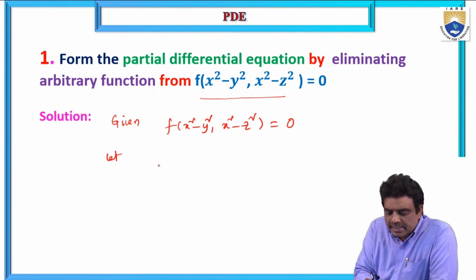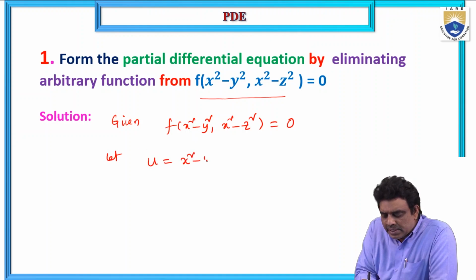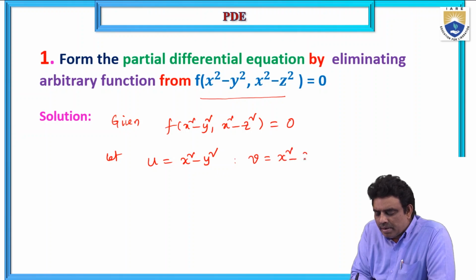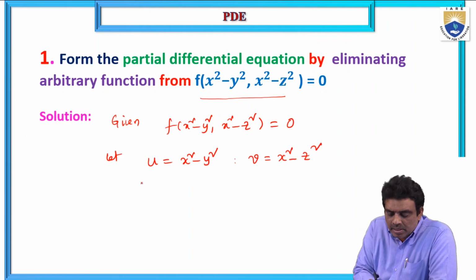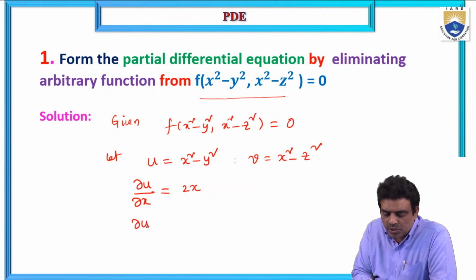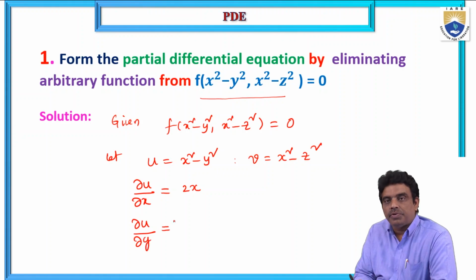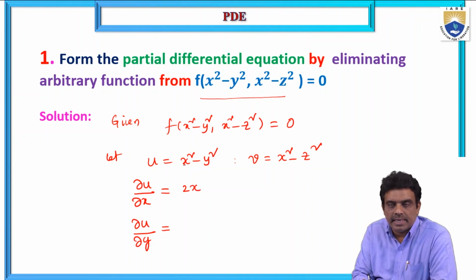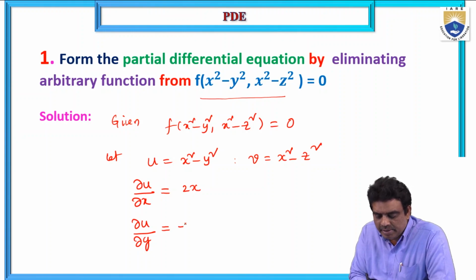For that, let u is equal to x square minus y square and v is equal to x square minus z square. Then what is dou u by dou x, the partial derivative of u with respect to x? This is 2x only, because the y term will become 0. Similarly, dou u by dou y: when doing partial derivative with respect to y, the x term is treated as constant, so it is 0, and it will be minus 2y.